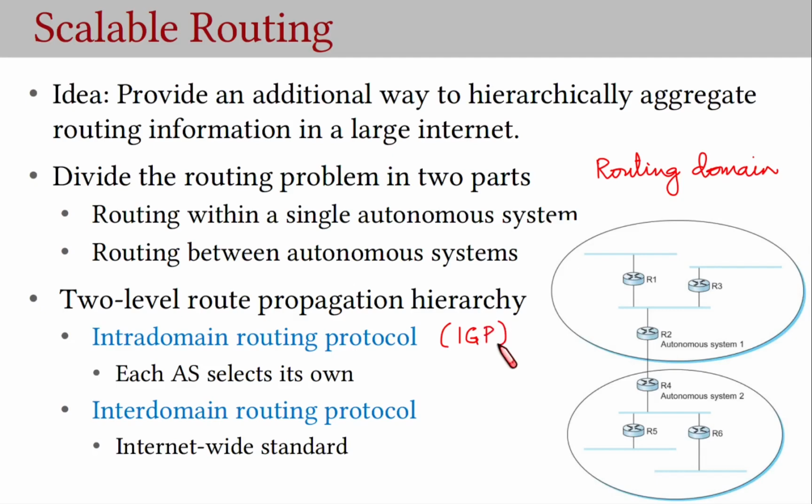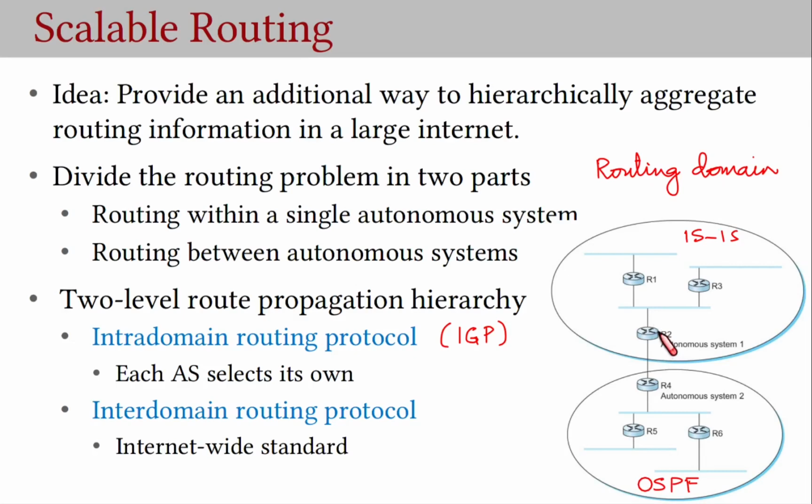And structuring the internet as a set of autonomous systems allows us to decouple this problem of routing within an autonomous system and routing between autonomous systems. And so each autonomous system can now select its own routing protocol. So this, for example, might use IS-IS, and this autonomous system might use OSPF.